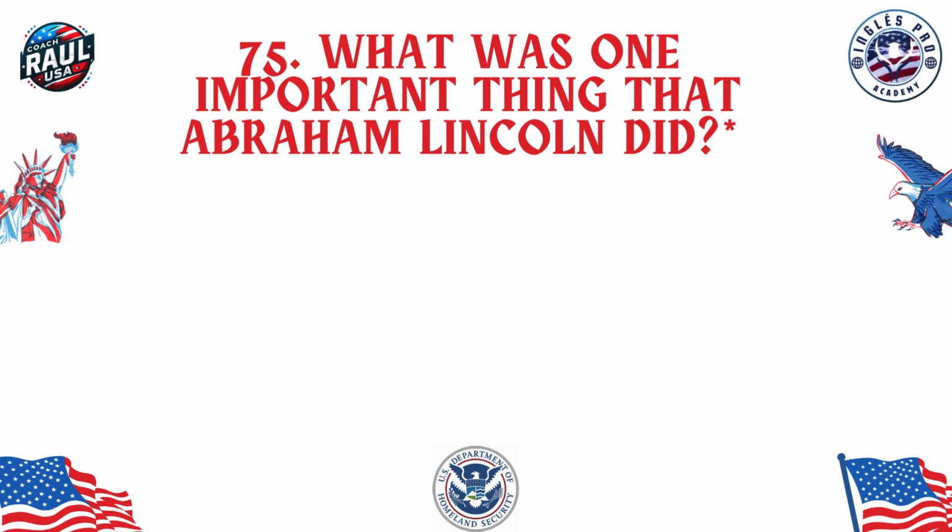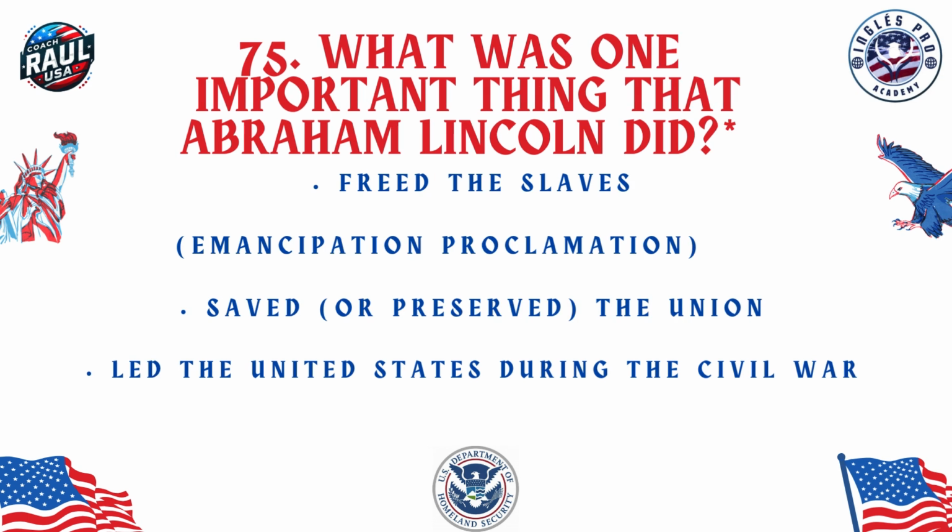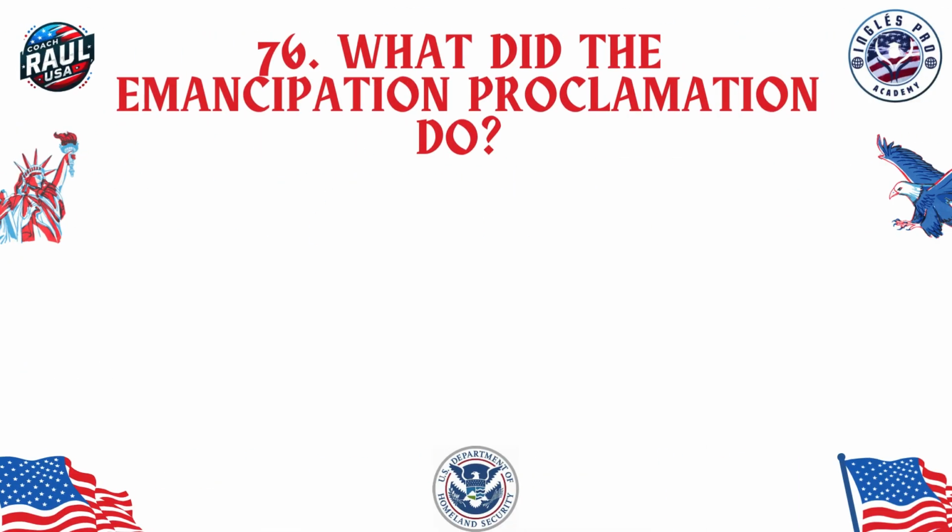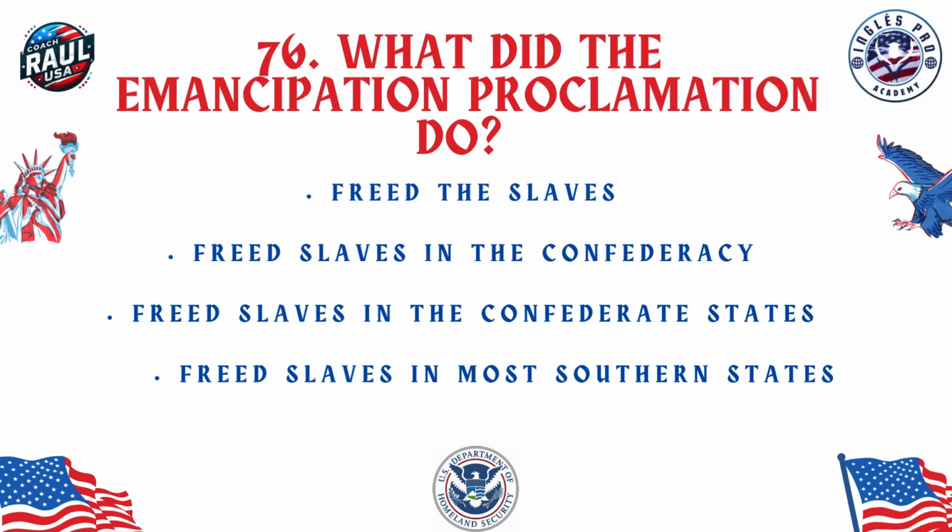What was one important thing that Abraham Lincoln did? Freed the slaves. Emancipation Proclamation. Saved or preserved the Union. Led the United States during the Civil War. What did the Emancipation Proclamation do? Freed the slaves. Freed slaves in the Confederacy. Freed slaves in the Confederate States. Freed slaves in most southern states.